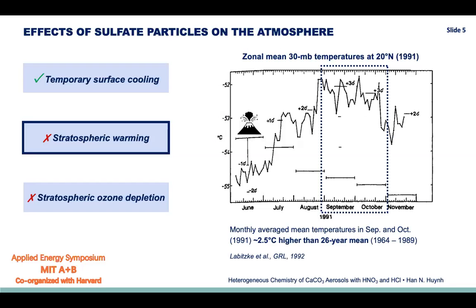Despite the temporary surface cooling effect, 3 months after the eruption in June of 1991, there was a spike in the monthly average mean temperature in the stratosphere as much as 2.5 degrees C compared to the prior 26-year mean, depicted here by the horizontal bars.